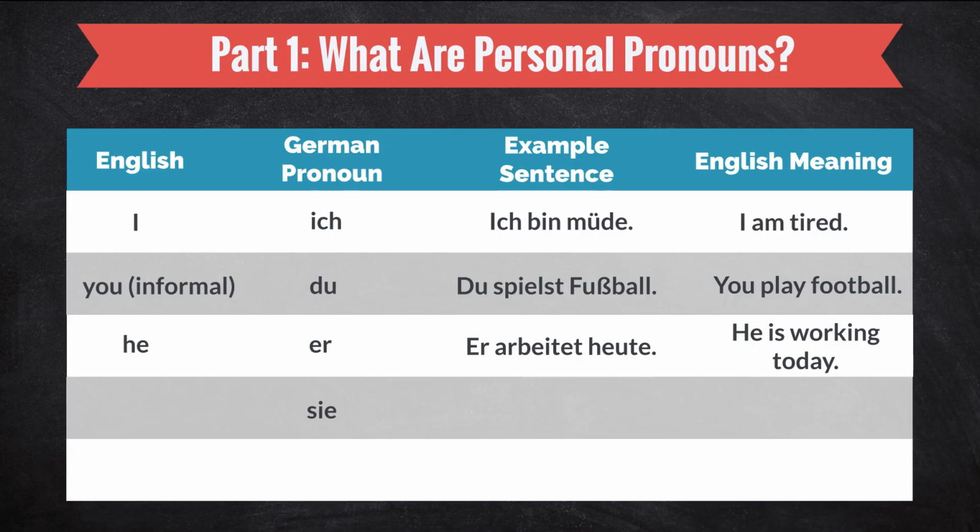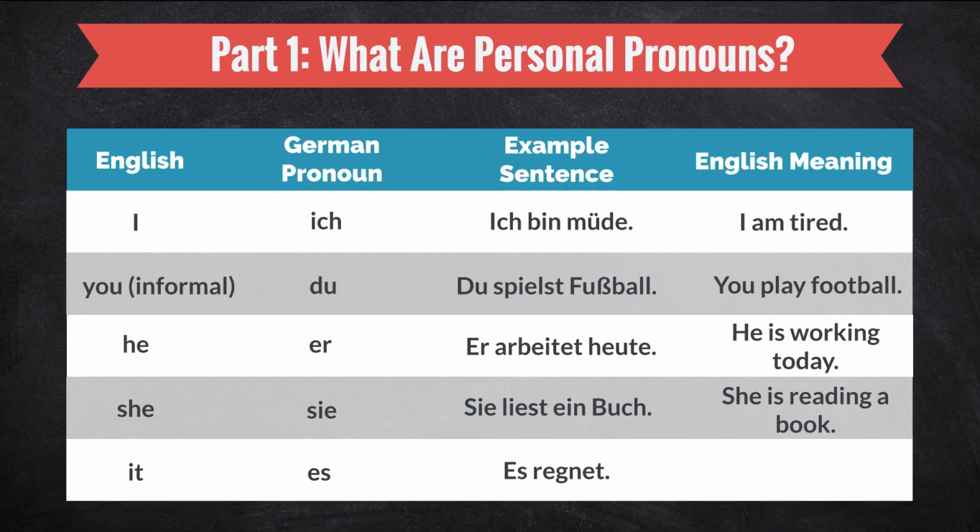Sie, with a small s, can mean she. Use it when talking about a woman or girl. Example, Sie liest ein Buch. She is reading a book. Es means it, used for objects, ideas, animals, or weather. Example, Es regnet. It is raining.